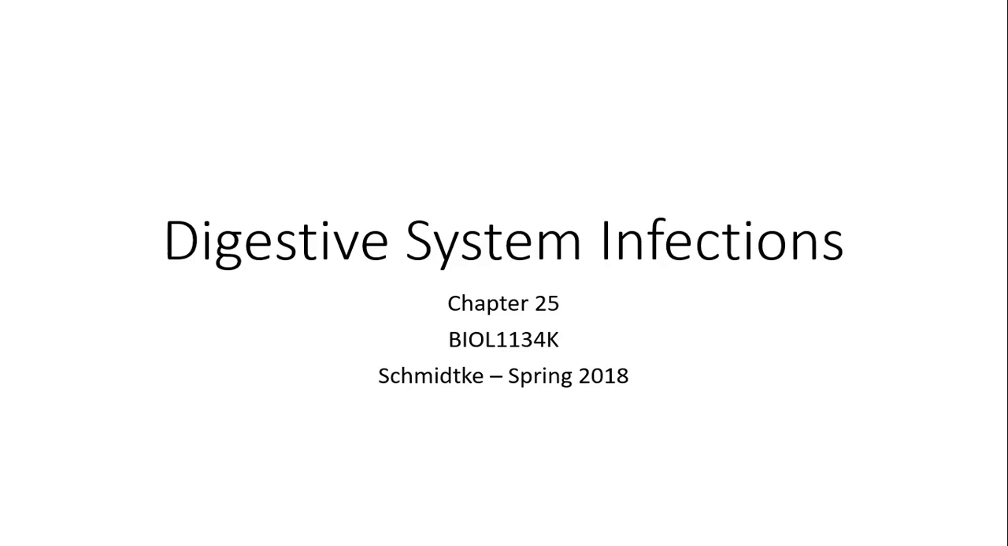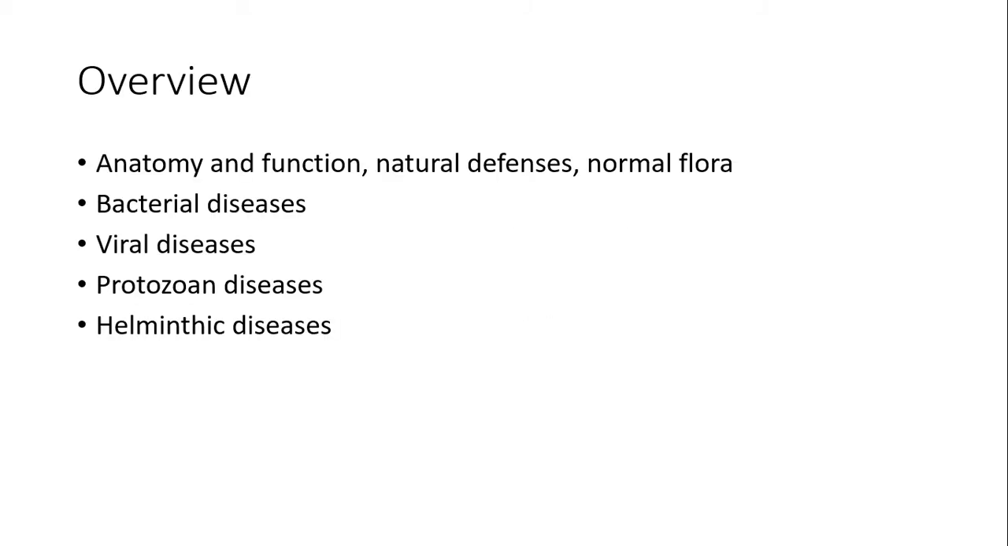Okay, this lecture will be about the digestive system infections. This comes to us from chapter 25 of our textbook. As we've done in the past for our survey of the infections of the human body, we're going to start by talking about the anatomy and function of the digestive tract, some of its natural defenses, and its normal flora. Then we'll move on to talking about the bacterial diseases associated with this part of the body, the viral diseases, protozoan infections, and finally the helminthic or parasite sort of infections.